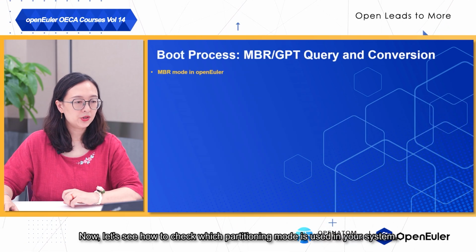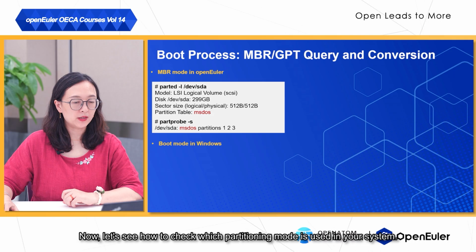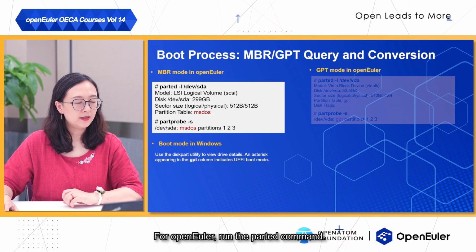Now let's see how to check which partitioning mode is used in your system. For openEuler, run the parted command.